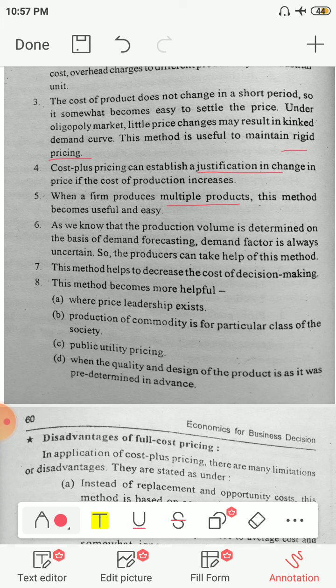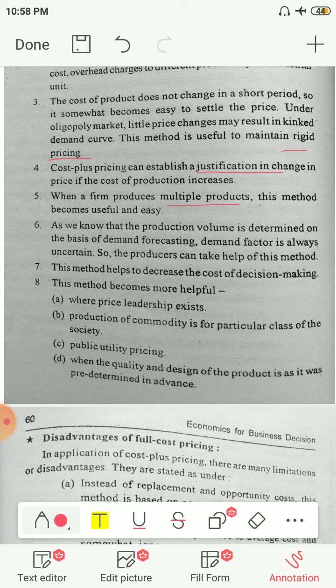So if we depend only on the demand, then we will always be in a dilemma about what the price should be. We will not have a clear base when the data of demand is not available. In that situation, cost plus pricing will come to our help.